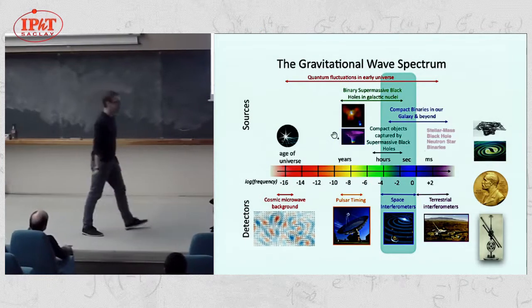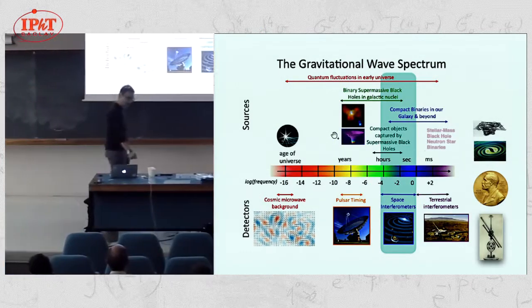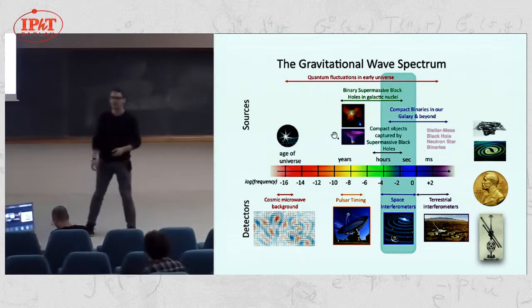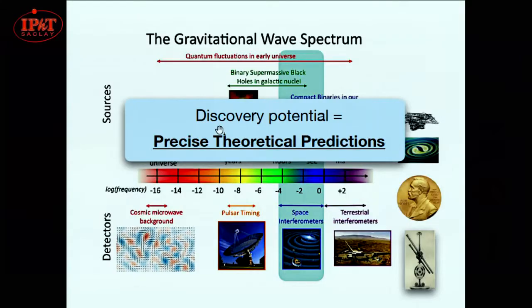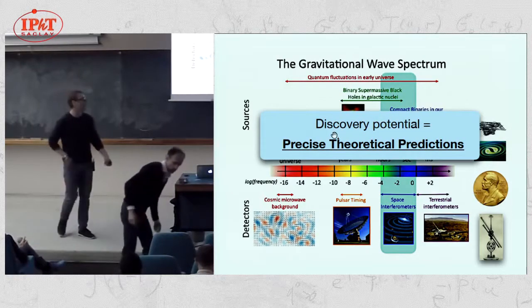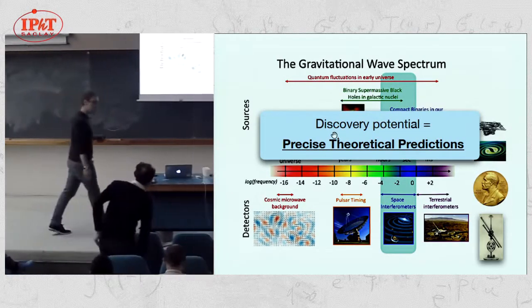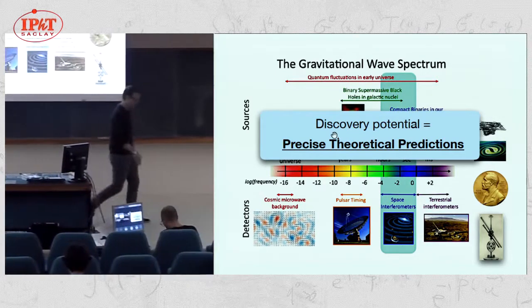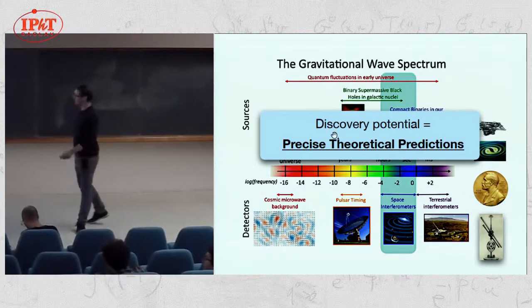So gravitational waves need an introduction, of course. We've heard a lot about it. So far, you've sat through many colloquiums, probably. But I think it's good to emphasize that to maximize the discovery potential in gravitational wave observations relies on our ability to make precise theoretical predictions, the same way that we do with the Large Hadron Collider, and hence my title, from the LHC to LISA.